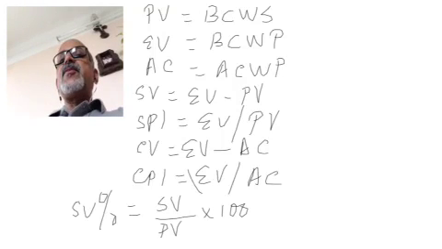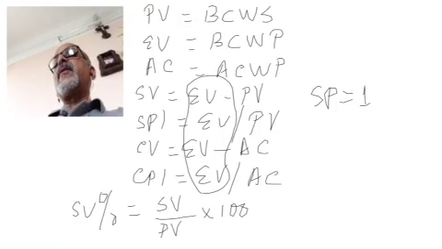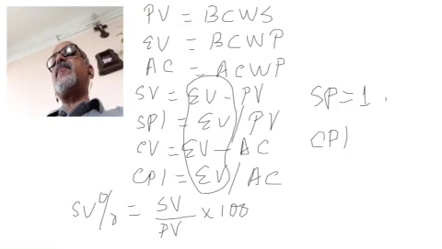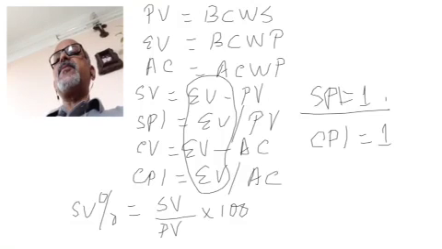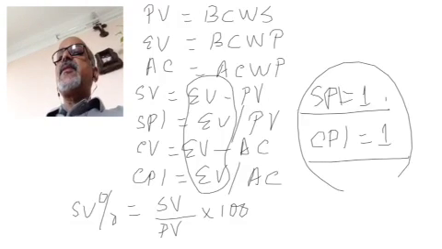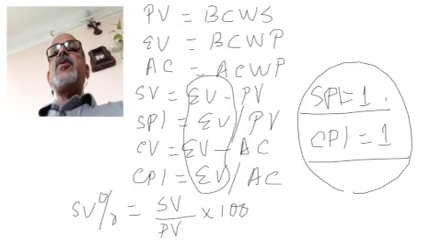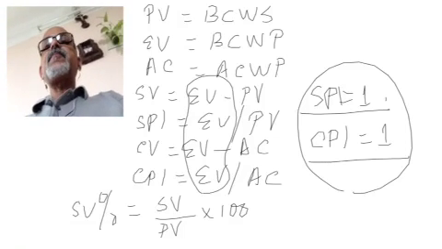Then we said always the earned value comes first, and if SPI is 1 and CPI is 1, then the project is right on schedule and is within budget. So this is a healthy sign, and this is where we stopped last time.